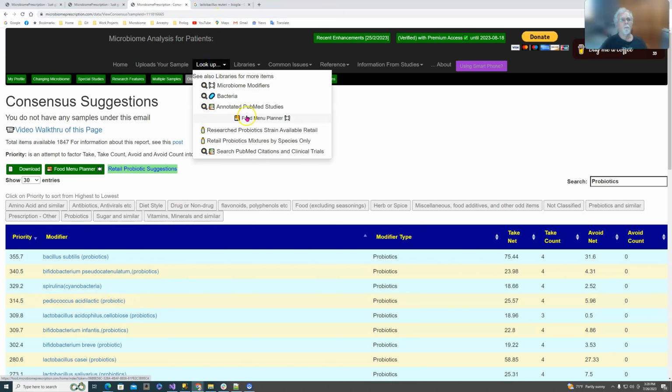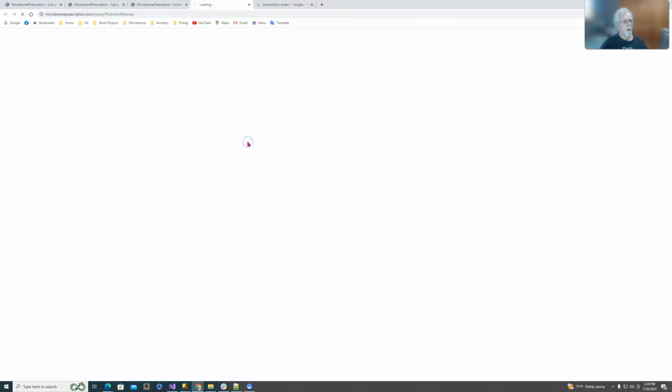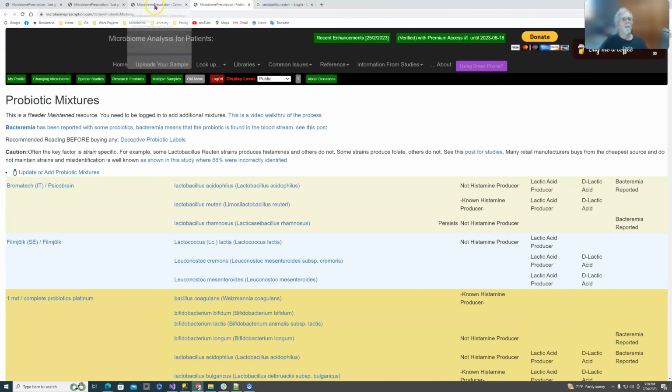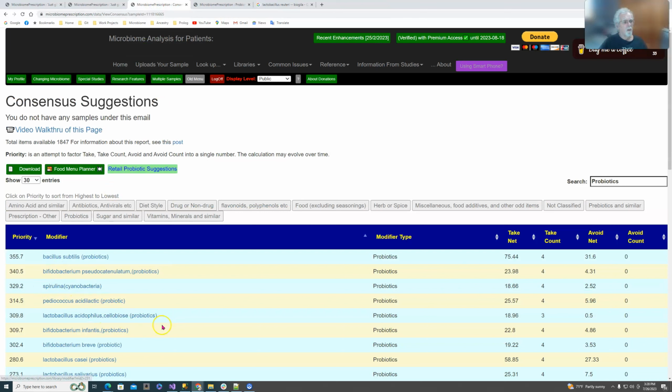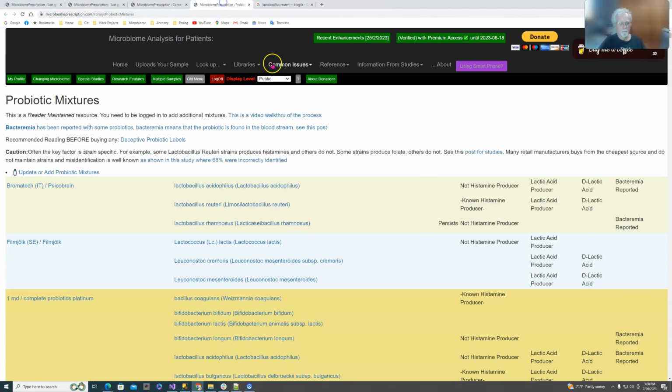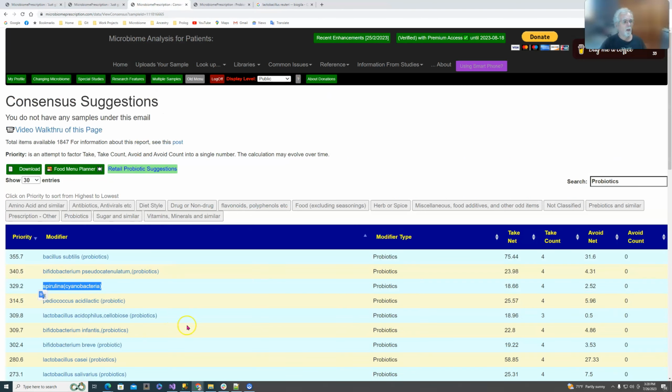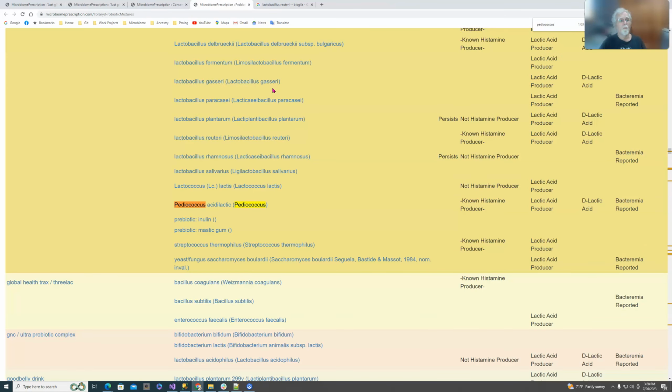I'm just going to look up there. So I have the list here, and now I'm going to look at this particular one. And I don't see it's available as a retail probiotic, which is unfortunate. Let's take a look at the next one. And it is available as a retail probiotic.